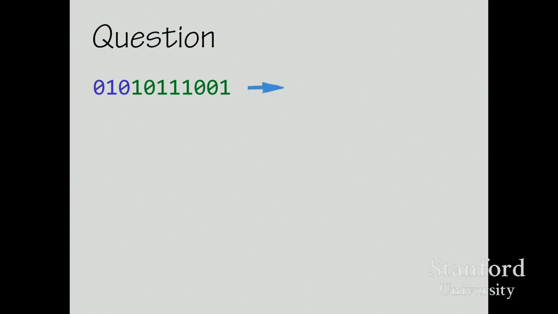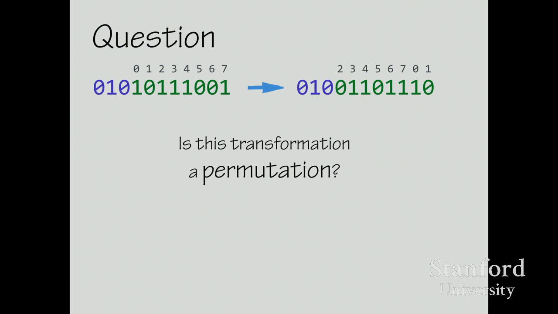Let's think about our process here. We were taking a bit pattern. We look at the first three bits, and we use that to decide on a rotation. In this case, the rotation was 2, so we move the bits around by 2, and that's where we are at the end. The question is, how do we know that this transformation is a permutation? How do we know that it is a bijection? Does anyone have an argument for how you can know that this must be a bijection?